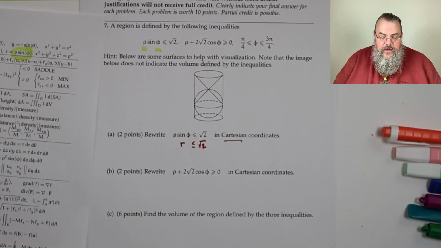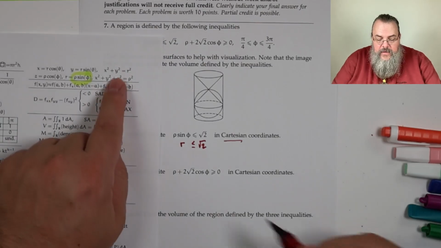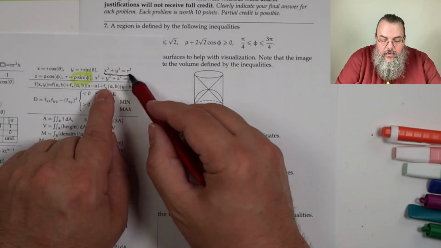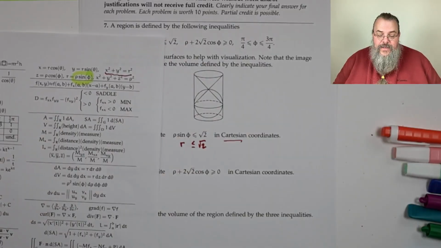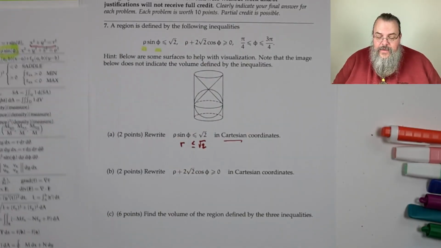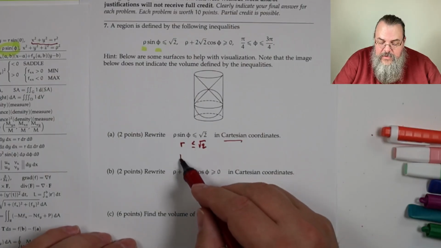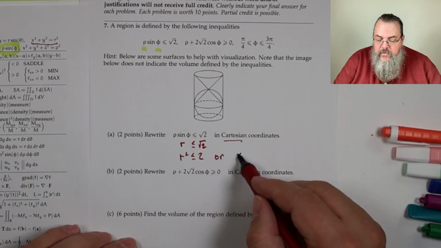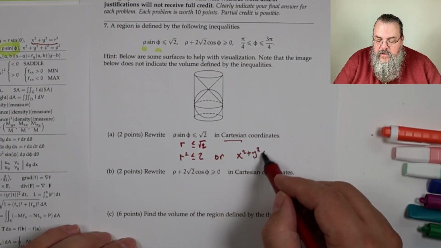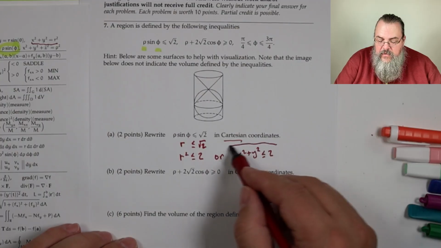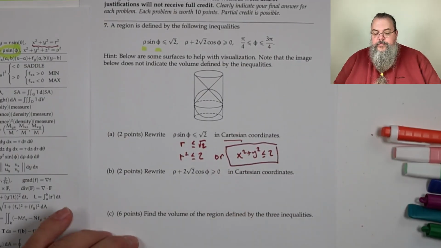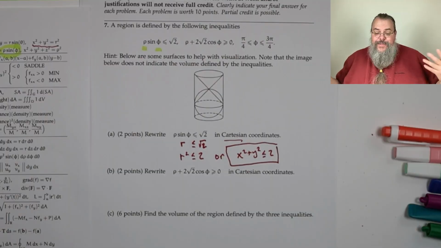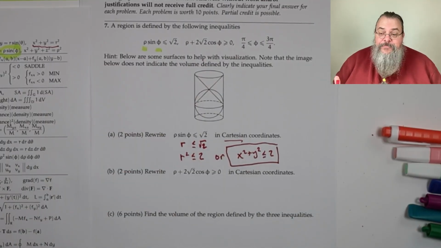But you'll notice we also have another formula that says x squared plus y squared equals r squared. So if you square both sides, you get r squared less than or equal to 2, or x squared plus y squared is less than or equal to 2. So that's part A. Now let's think about that in terms of our figure.